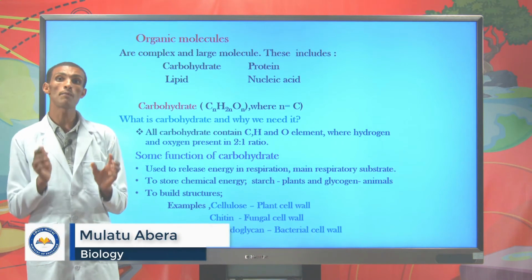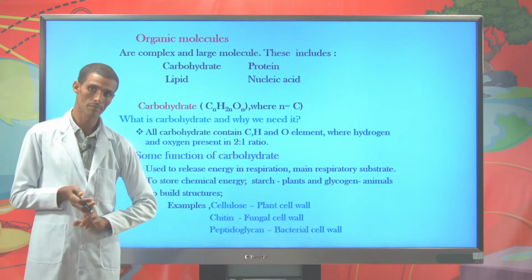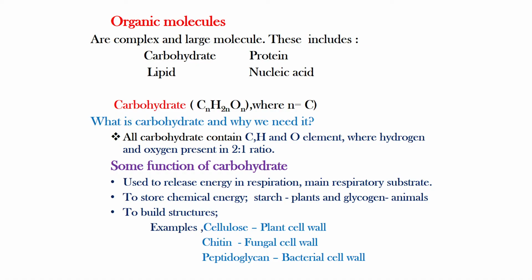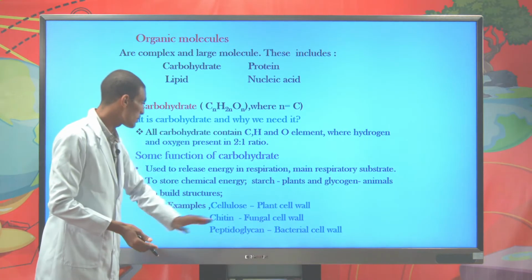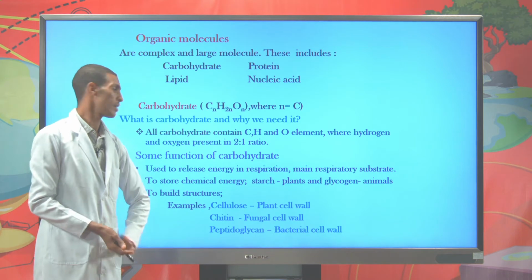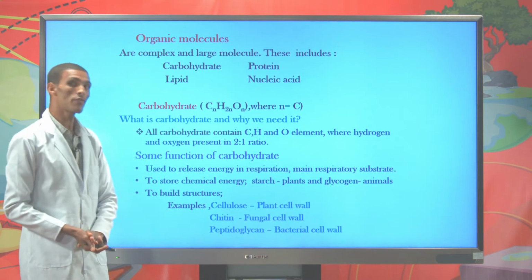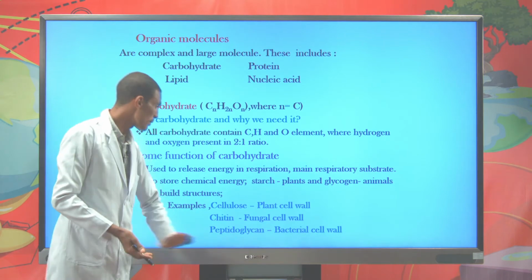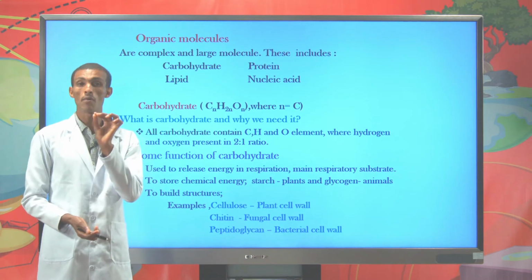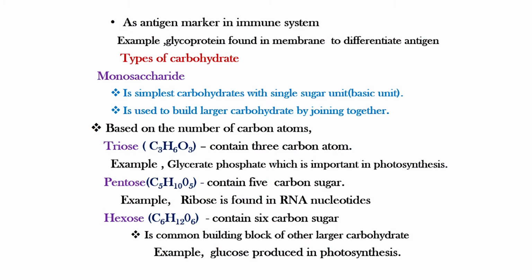Else, it is very important in building structures, like the plant cell wall, which is made from a larger carbohydrate called cellulose. The fungal cell wall is made from a larger carbohydrate, chitin. The bacterial cell wall is made from a complex of carbohydrate and protein, peptidoglycan. So, carbohydrate is very essential. Carbohydrate can be classified into 3 main types based on their content of sugar units: monosaccharide, disaccharide, and polysaccharide. Let me see them one by one.